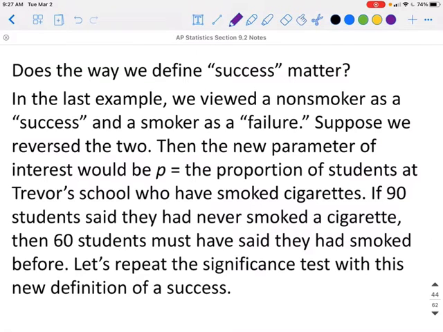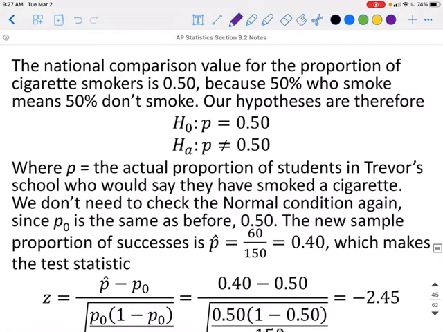Does the way we define success matter? In the last example, we viewed a non-smoker as success and a smoker as a failure. Suppose we reverse the two. Then the new parameter of interest would be p equals the proportion of students at Trevor's school who have smoked. If 90 students have never smoked, then 60 of them have smoked. So let's repeat the significance test with this new definition of success.